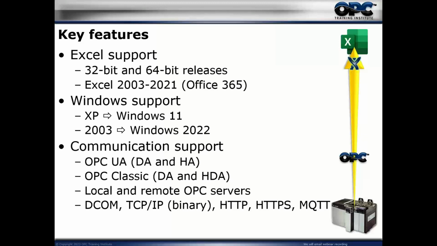As far as communication, there's support for OPC UA, so both real-time with DA and historical access, HA, so UA DA and UA HA, OPC Classic as well, that's DCOM, with DA and historical data access, HDA. You can access both local and remote OPC servers. So the OPC server does not have to be on the same PC as Excel. It can actually be on a remote computer, not just local. And this works with DCOM, TCP/IP, works with web traffic, HTTP and HTTPS, but also MQTT.